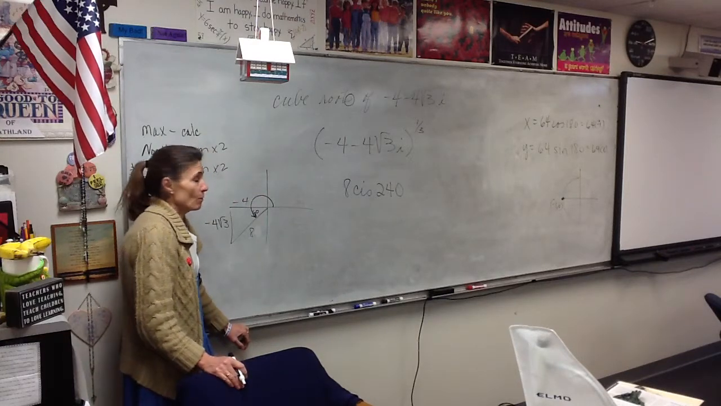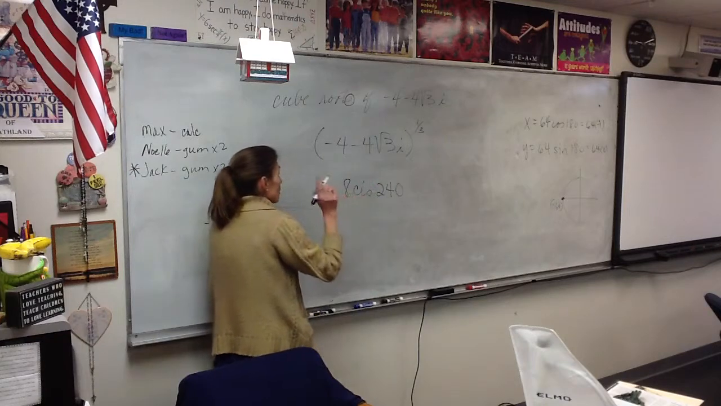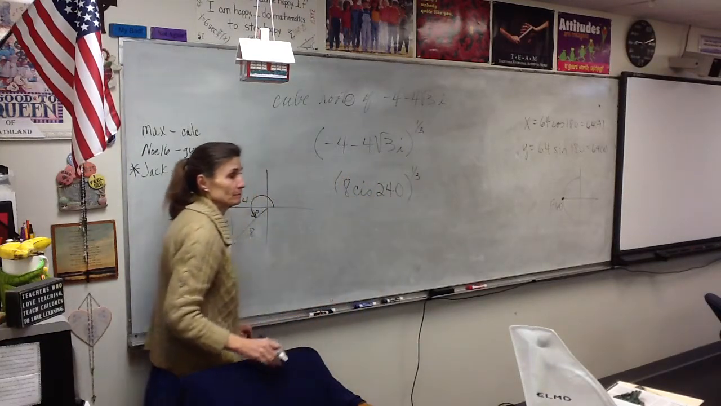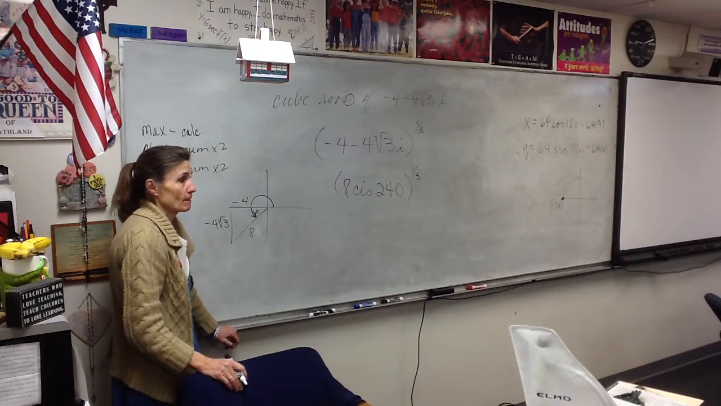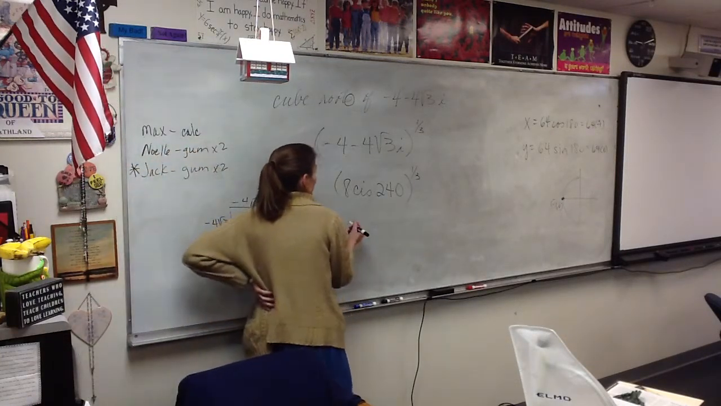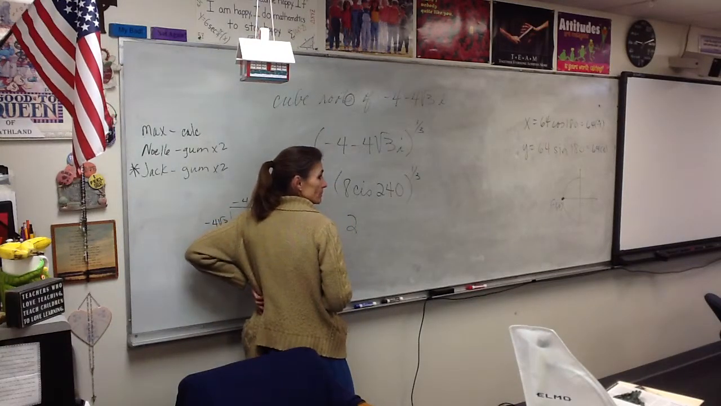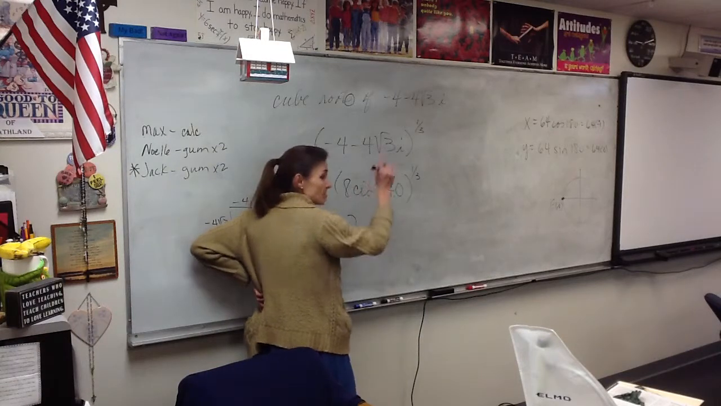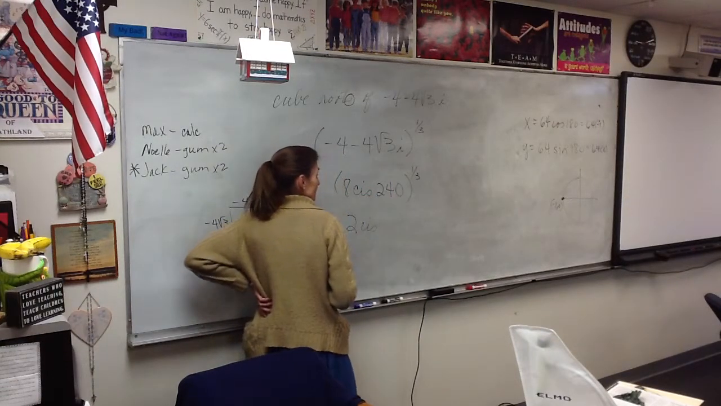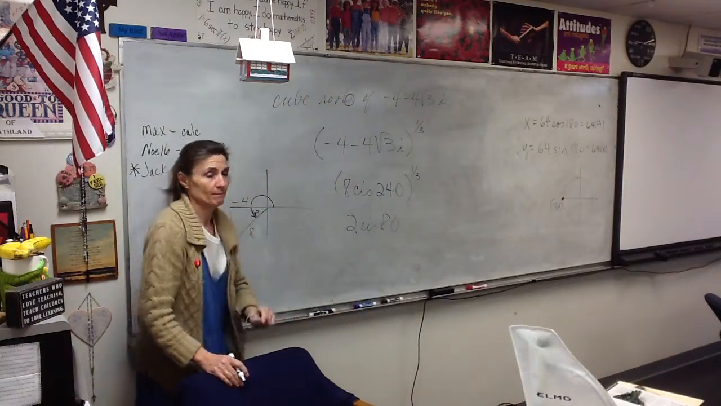No, no. Sometimes we get so excited that we've done this work that we forget we still need to raise it to the 1/3 power, don't we? What do we get when we raise that to the 1/3 power? 2. How'd we get 2? 8 to the 1/3 means the cube root of 8, and then cis 80. Perfect. Answer number 1 done.